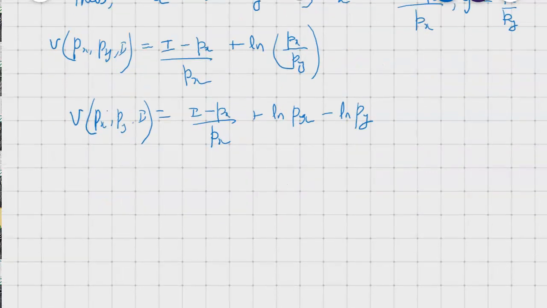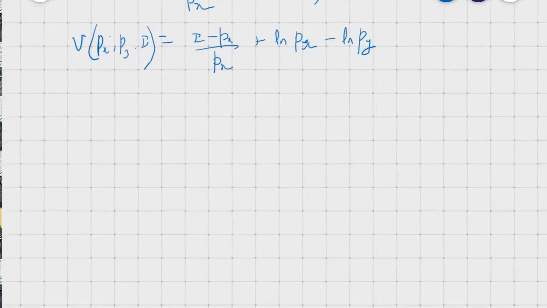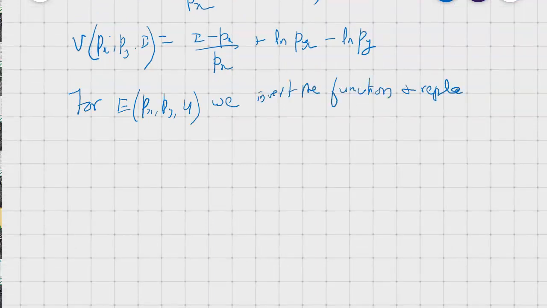Now we can also transform this, and from this we can get the expenditure function. To get the expenditure function, we will just invert this indirect utility function. We replace our v with u, and we will replace our I with e. Now notice that we can multiply everything by px. Because we replaced v with u, we will get u here. u times px will be px times u.